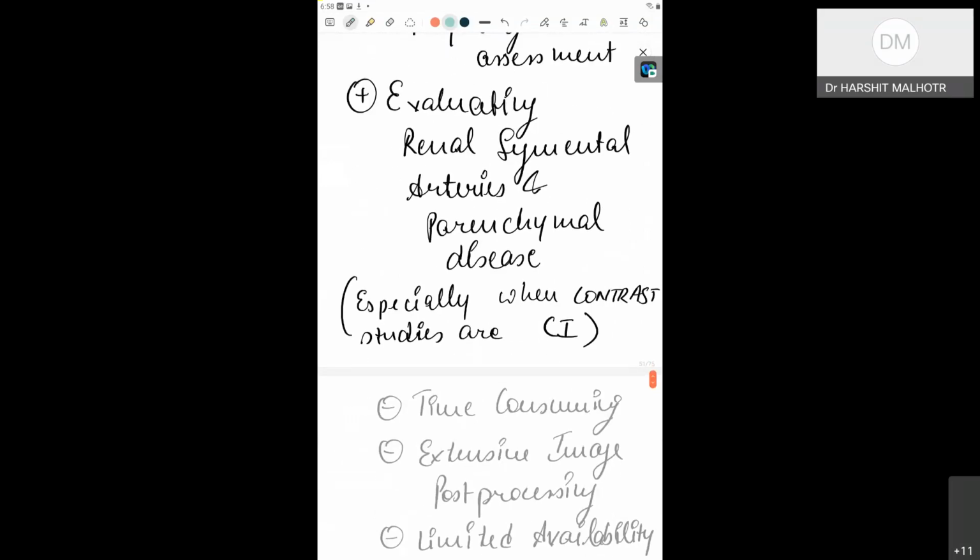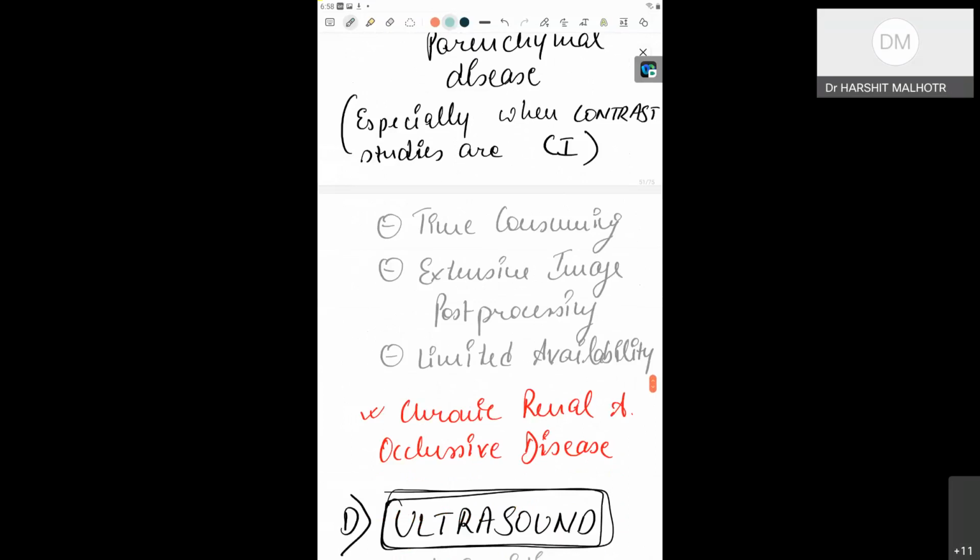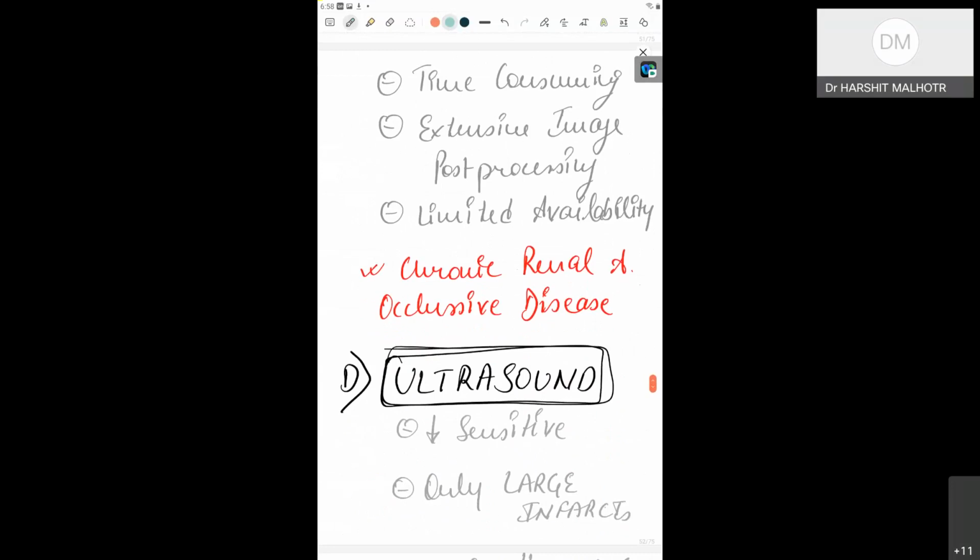And plus, this is more superior, especially when contrast studies are contraindicated. But they are time consuming, extensive image post-processing time is required, and there is limited availability of MR angiography. But it is diagnostic, and it is basically the investigation of choice when chronic renal artery occlusive disease is being looked for or evaluated.